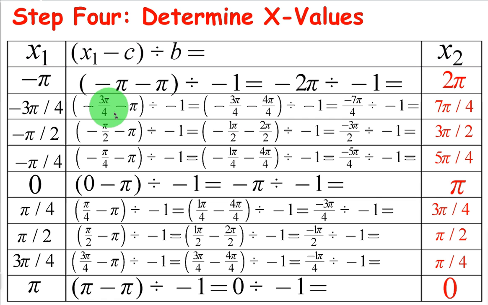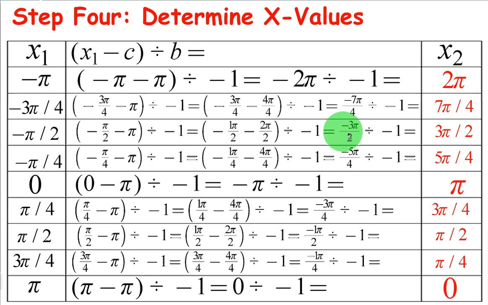And so if I want to combine these two, I have to write pi as 4 pi over 4, and then it becomes negative 7 pi over 4, and I'm dividing that by negative 1, so it becomes positive 7 pi over 4. And I did that each and every time to make sure that I get my correct x values. Those are going to be my x values for my f of x function, my transformed function. Again, if you have any questions about that, let me know, because I know there's a lot going on in that page.